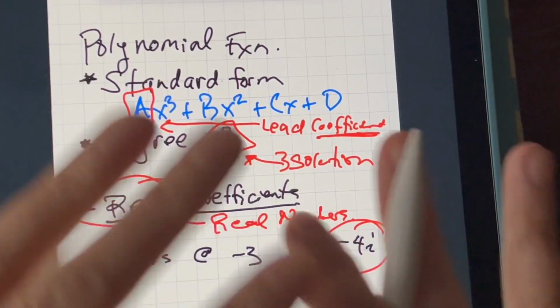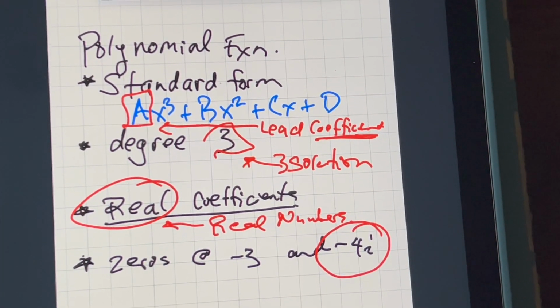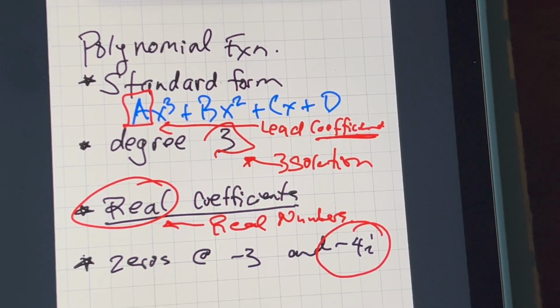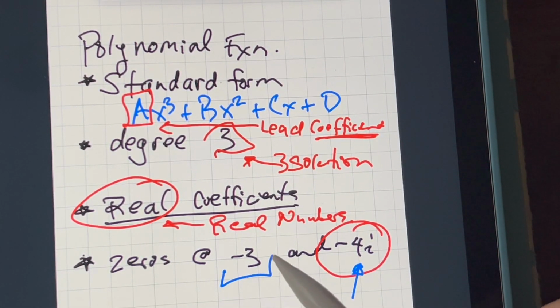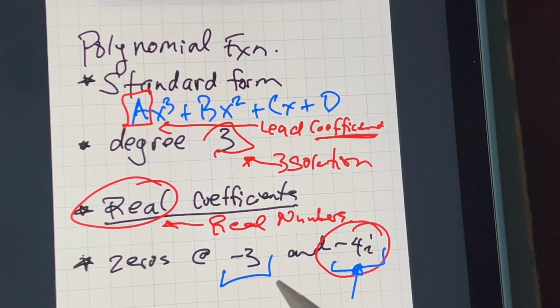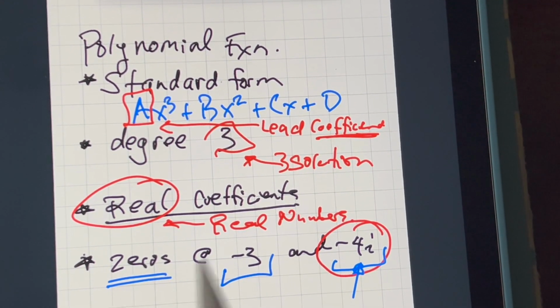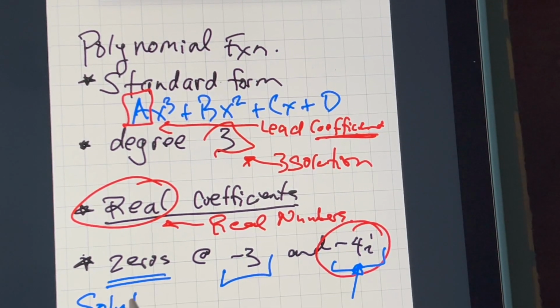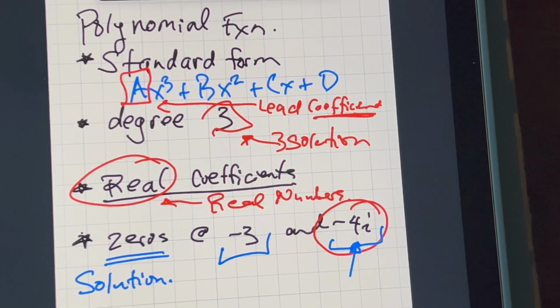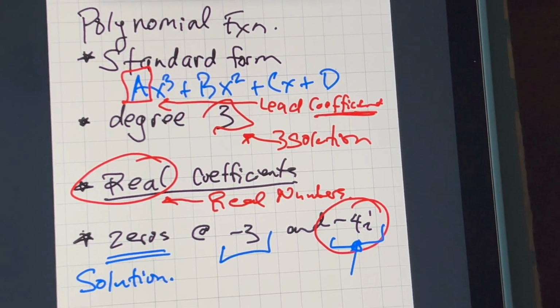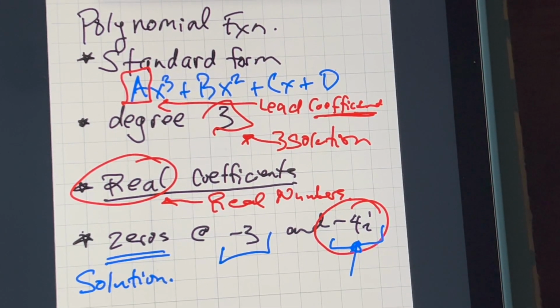That's the coded language inside of the question itself. So we have 3 solutions, but we have this key part here, negative 4i. We're given zeros at negative 3 and negative 4i. We're only given 2 solutions because a zero, again, coded language, means a solution. You are interpreting the coded language of the question. I know it's weird and it sucks and it's stupid, but it's also a language, and that's the part of mathematics that people don't get.